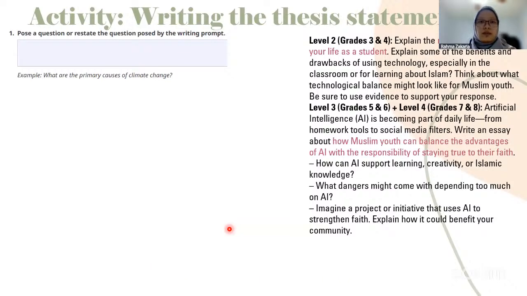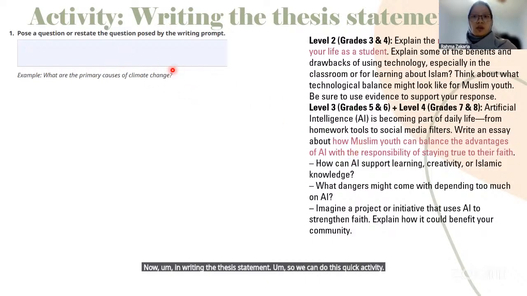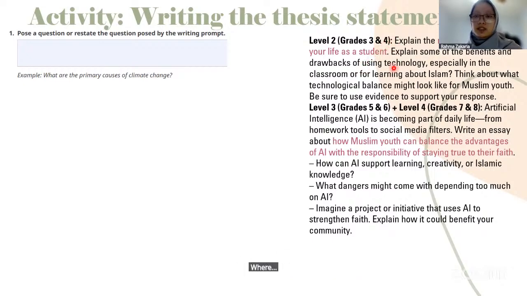Now, in writing the thesis statement, we can do this quick activity where you look at your topics. So here we have level 2 or levels 3 through 8. First, we want to take this topic and kind of restate it. You can make it into a question or say it in different words.